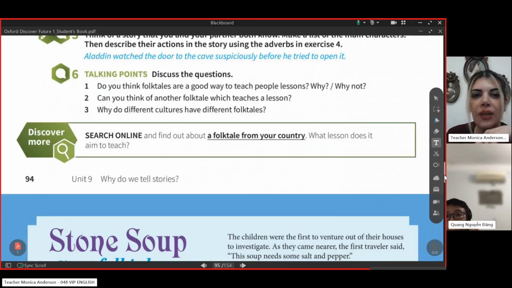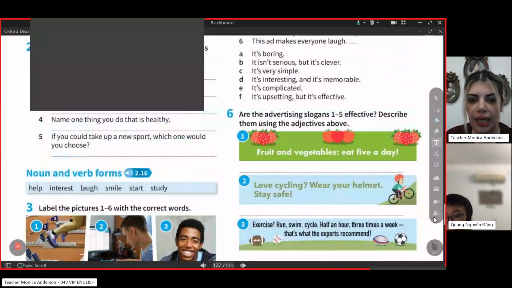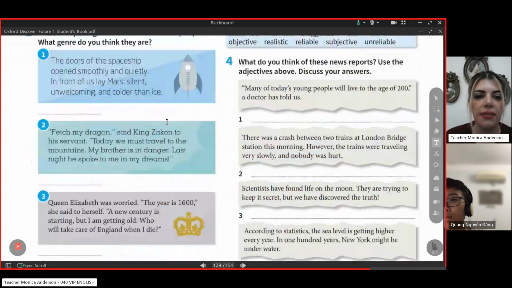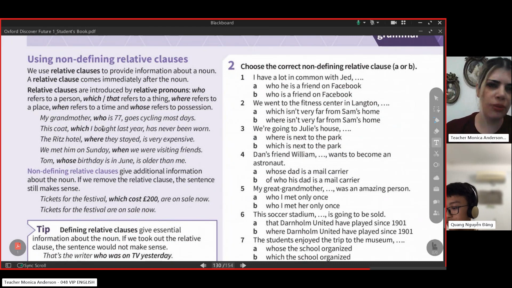Okay, we're going to do the next part, but before that, let me check this page. First of all, let's talk about non-defining relative clauses. Of course, you know it, maybe you don't know the name, but you know this grammar that is really easy and you normally use it.